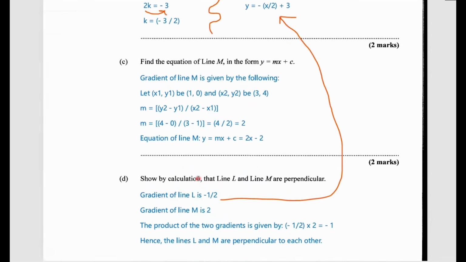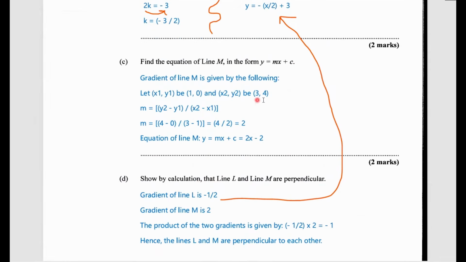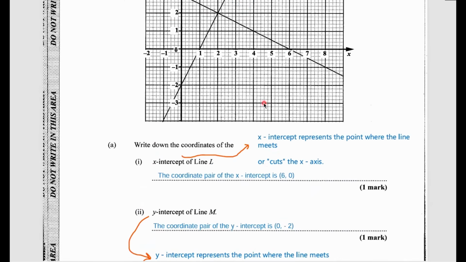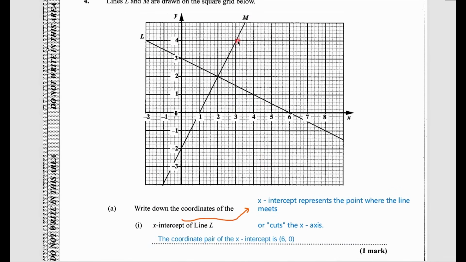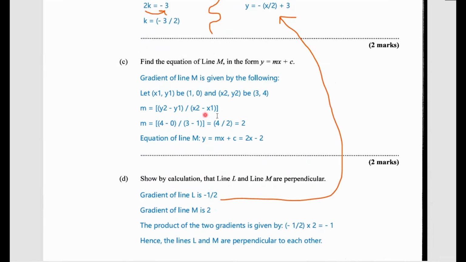And then my x2, y2, I selected 3, 4, which is here. So these are your 2 points. So gradient y2 minus y1 over x2 minus x1 will be what? It'll be 4 minus what? 0 divided by what? 3 minus 1. So you get 4 over 2, which is 2.